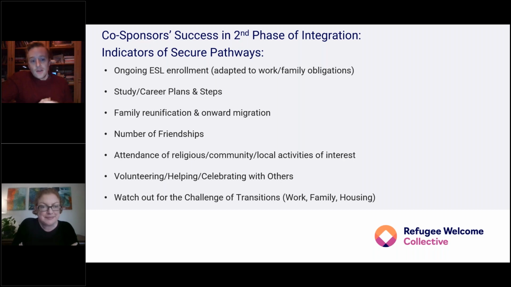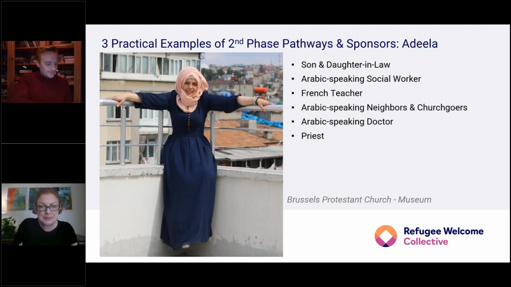Having many friends, regularly attending religious, community, or local activities of interest. When refugees are volunteering, helping, and celebrating with others, that's also a good sign that they feel like they have a social support network that they can trust. And just watch out over this phase for any of the transitions that your family might have, changes in work, changes in family, changes in housing, because this can really get refugees off that second phase of integration.